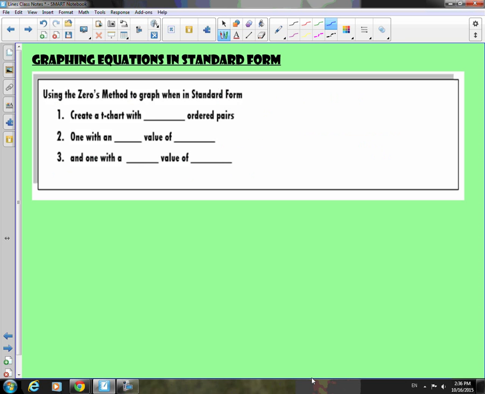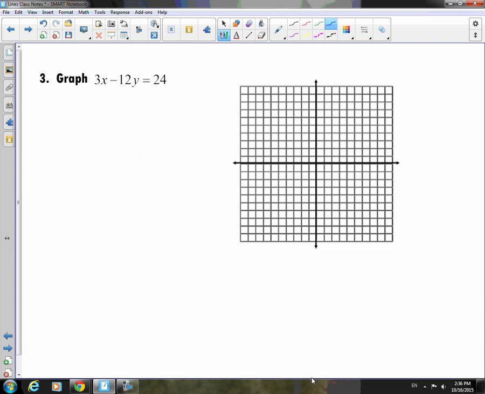Okay, and now we're going to graph in standard form. So we're going to use the zeros method to graph in standard form. So we're going to create a t-chart with 2 ordered pairs, one with an x value of 0 and one with a y value of 0. It's also called the staggered zeros method. So our xy table is going to be set up looking like this. So we'll walk you through a couple examples looking like this.